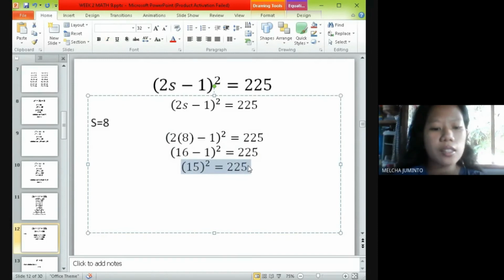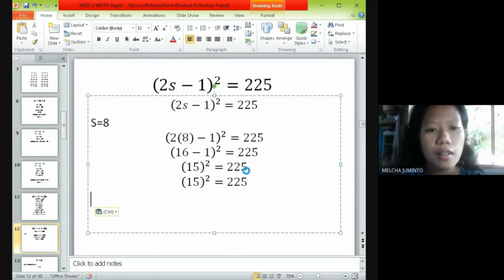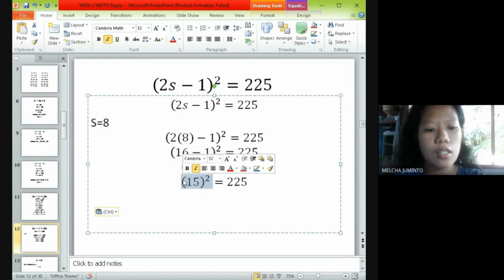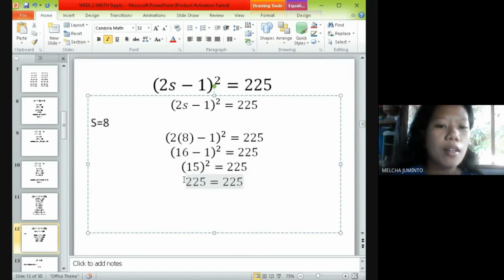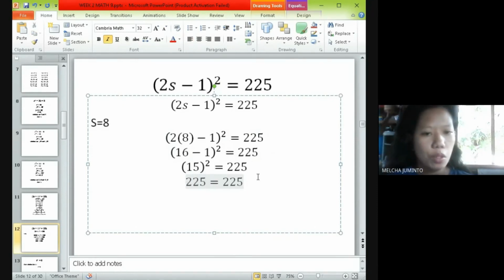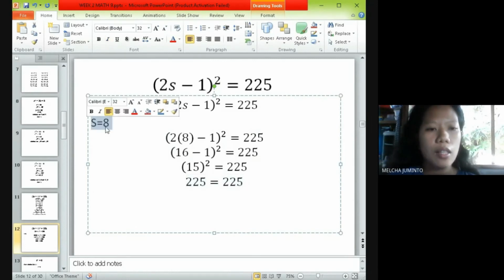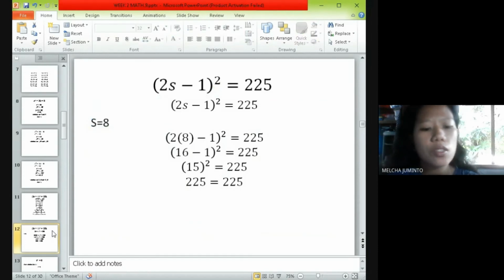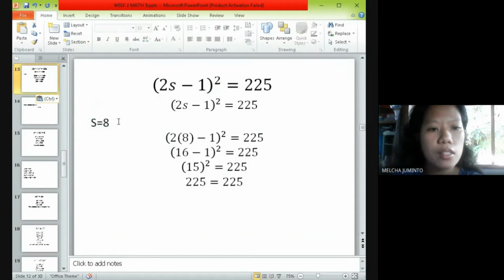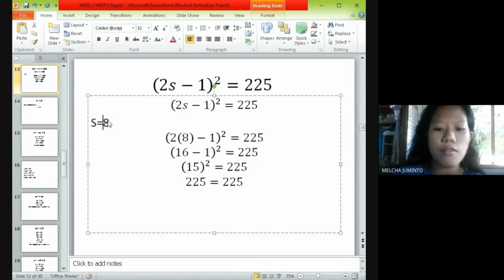And then next step is to square 15. 15 times 15 is 225. And it will leave us 225 is equal to 225. Therefore, 8 is a solution. 8 is correct. Let us try the second value of s, which is negative 7.